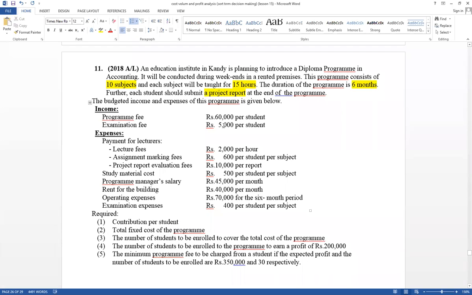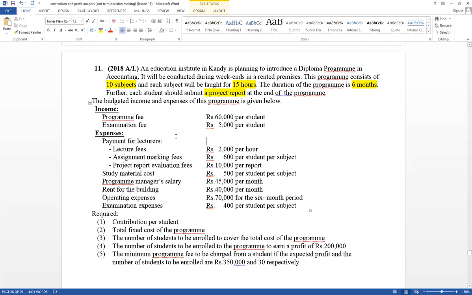And examination fees also given 5,000 per student. This value should be considered as a selling price. Program fee and examination fees 65,000. This is income. That value should be considered as a selling price per student. Therefore, if it varies with the number of students, think about how to recognize variable cost and fixed cost. වෙන මොනවත් change වෙනකොට නෙමෙයි අපි බලන්නේ. Students ලා change වෙනකොට total cost එක change වෙනවද? That is the way we determine variable cost and fixed cost.